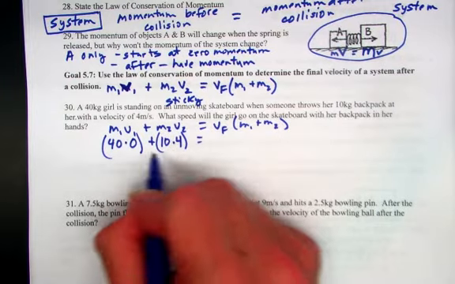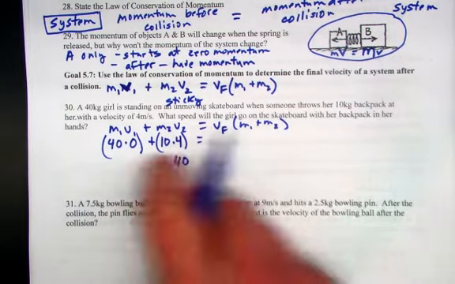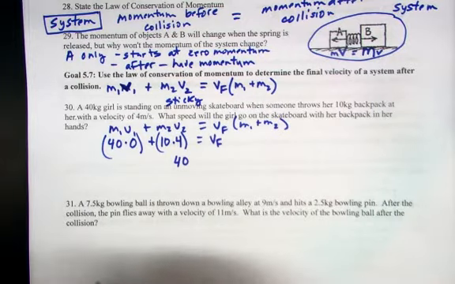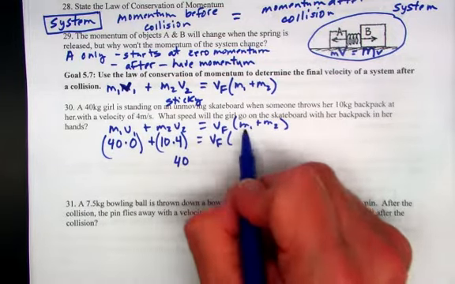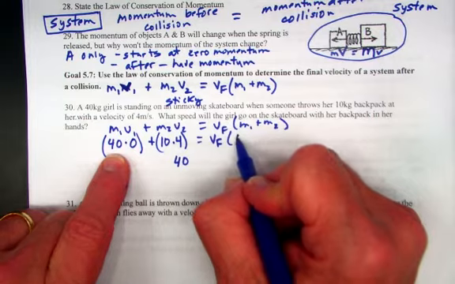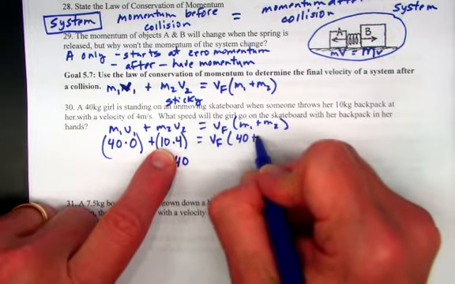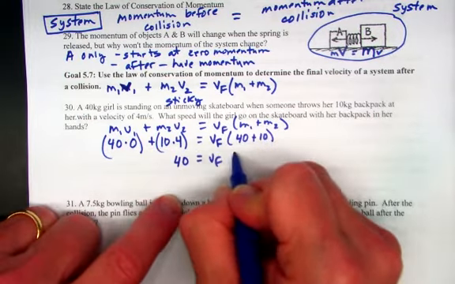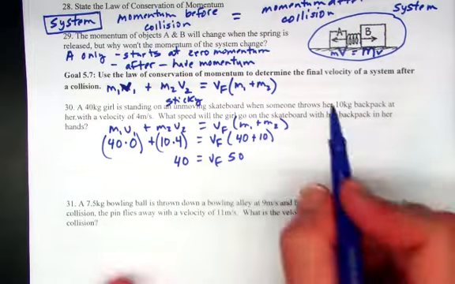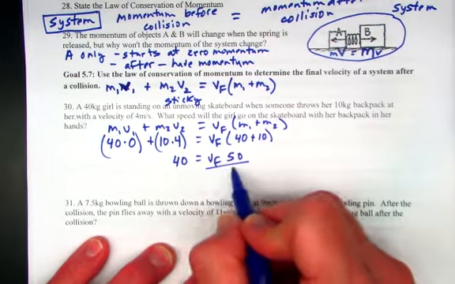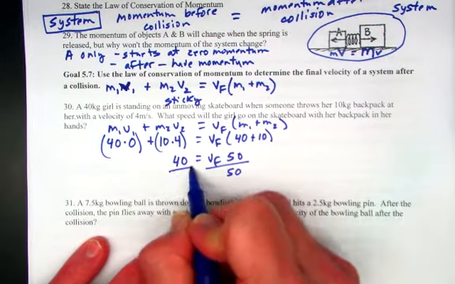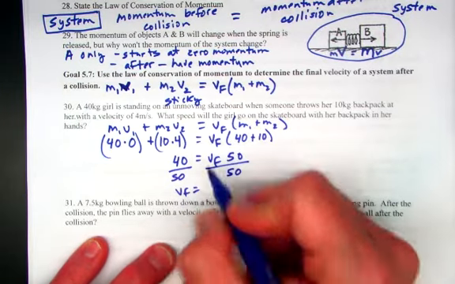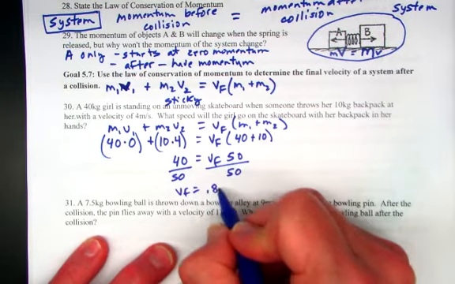When you multiply that together, the left side of the equation is going to be 40. The final velocity is our unknown, what we're looking for, but we can look at our masses. Mass 1 is 40, mass 2 is 10, so we add those up. And what we have is an algebra problem where we just divide by 50 to solve, and the final velocity is 0.8 meters per second.